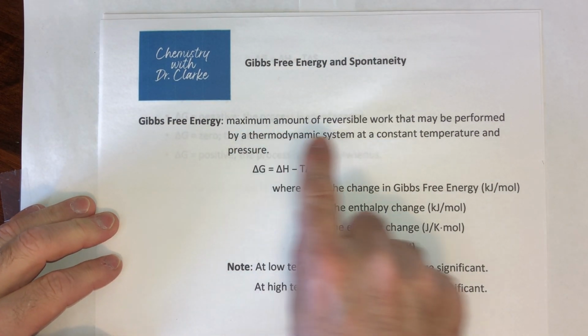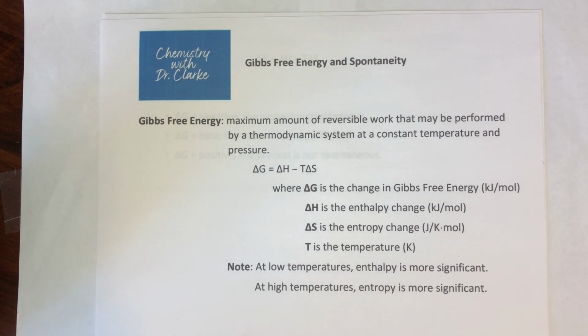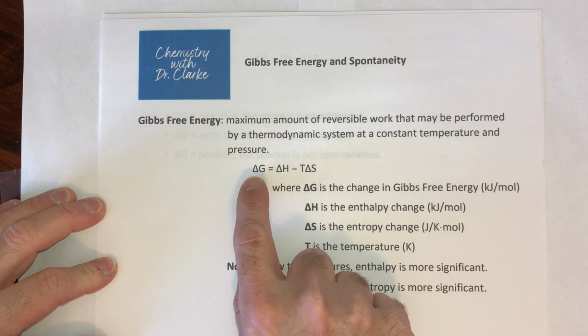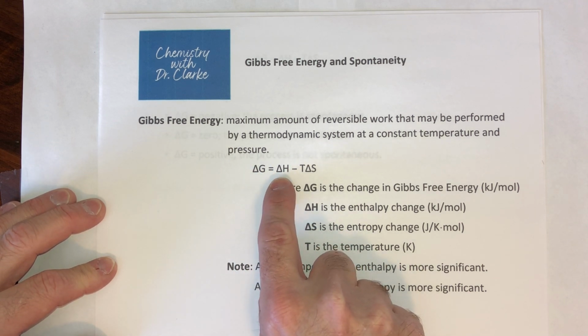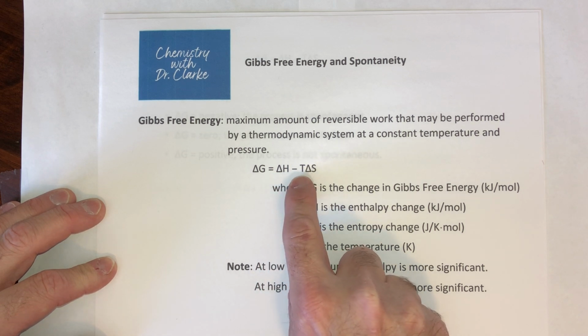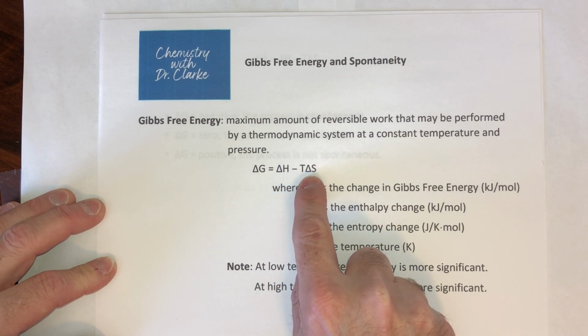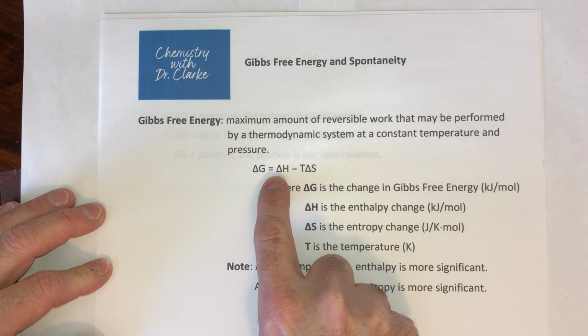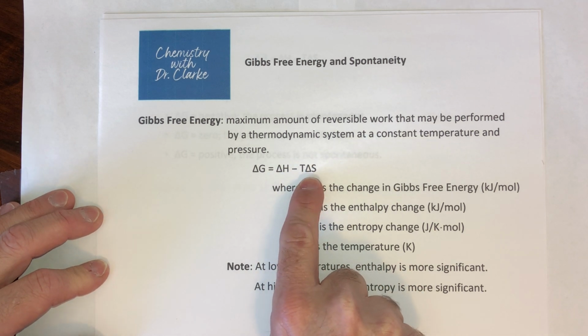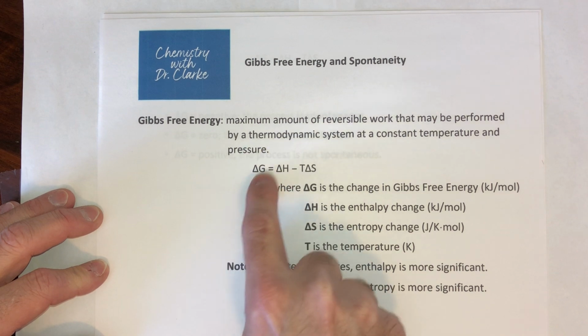Gibbs free energy is the maximum amount of reversible work that can be performed by a system as long as the temperature remains constant and the pressure remains constant. Okay, so it's the maximum amount of reversible work. The way we calculate it, delta G, the change in Gibbs free energy, is equal to delta H, the change in the enthalpy, minus the temperature, T, times delta S. And delta S is the change in the entropy. So if you know the enthalpy change, the entropy change, and the temperature, you're able to calculate Gibbs free energy.